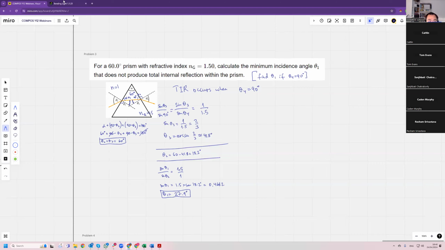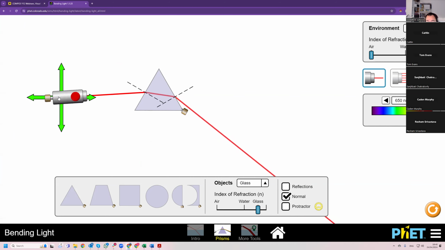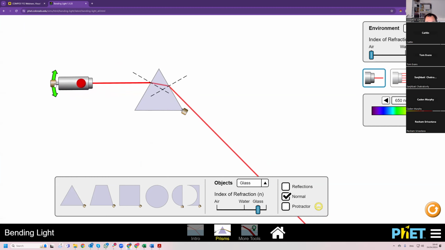This is a 60-degree prism. This is exactly what we have here. This is an equilateral prism. And they say that the angle of incidence is 27 when TIR occurs. Okay, so let's see. Oh, we forgot the refractive index of glass. Oh, that's, yeah, it is glass. Okay, that's fine. It is about 1.5.